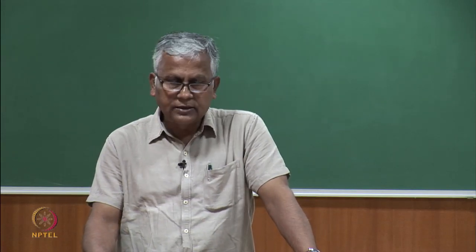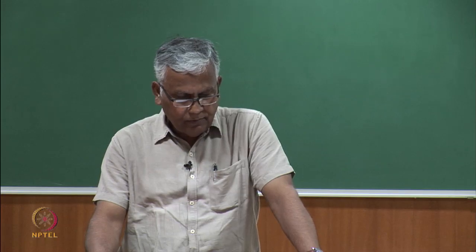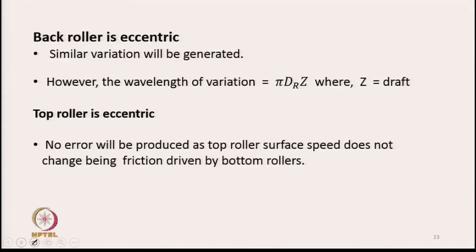Now, if the other rollers are eccentric, what is going to happen? If the back roller is eccentric, suppose the back bottom roller is eccentric, what is going to be the effect? We will have similar variation generated. However, the wavelength of variation is going to change, because if the back bottom roller is eccentric, then the wavelength is going to be multiplied by the draft in that zone. If the draft is z, then the wavelength of variation is going to be pi d r z, where z is the draft in this zone. Wavelength will change, but the intensity of the error will remain same.